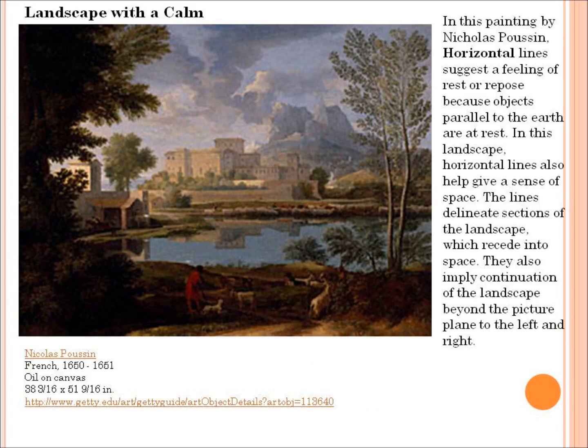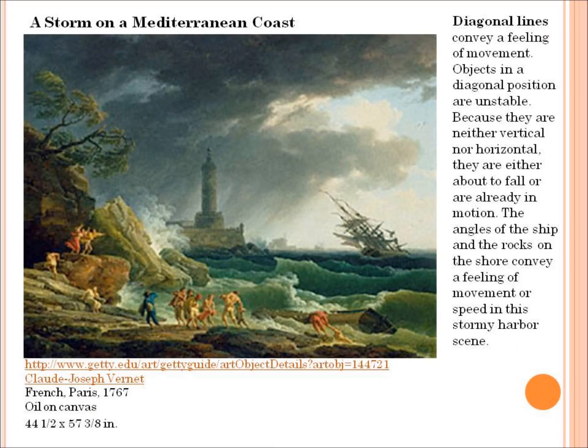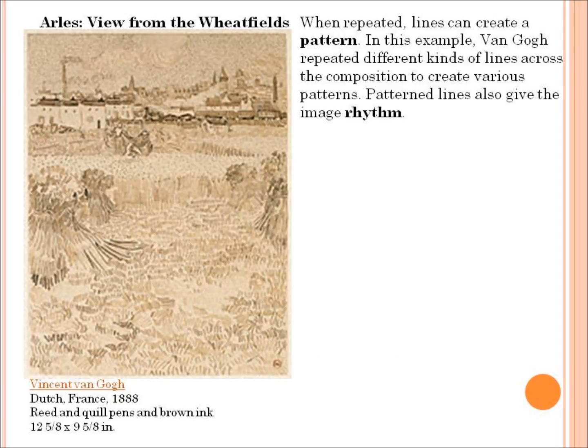The next slide goes into talking about line, this horizontal line. Then slide 12 talks about vertical lines. Slide 13 talks about diagonal lines. Again, 14, same thing, but 2-dimensional diagonal lines. And then the next slide talks about repeated lines, how it can create pattern, like how Van Gogh did, and how it creates a rhythm.